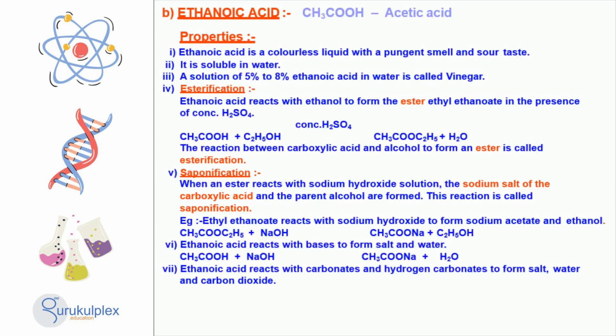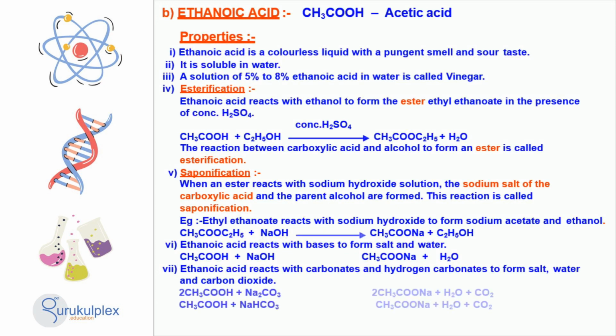The slide you are hearing about is all about the properties, esterification, and saponification of ethanoic acid. Ethanoic acid, also known as acetic acid, is a colorless liquid that has a pungent smell and a sour taste. It is soluble in water and, when a solution of 5 to 8% ethanoic acid in water is used, it is called vinegar.